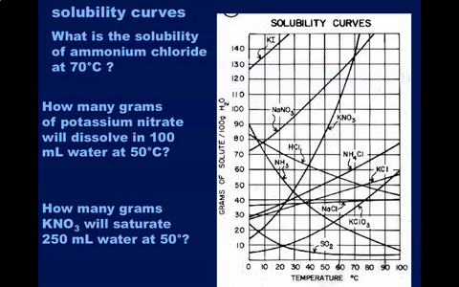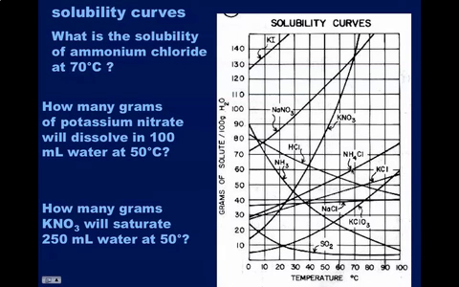So we're going to practice reading some things off the graph. The first question is, what is the solubility of ammonium chloride at 70 degrees Celsius? So first I have to figure out what ammonium chloride is, and I know ammonium's NH4 and chloride is Cl, and I see NH4Cl kind of right in the middle of the page here. Okay, right here.